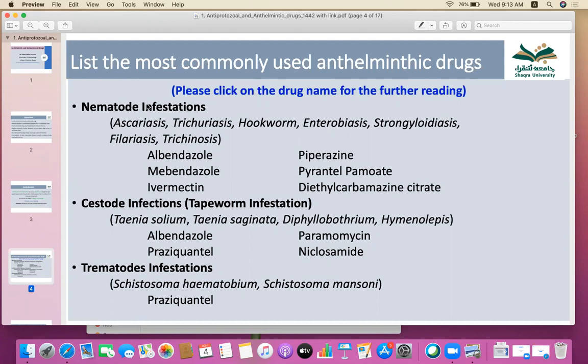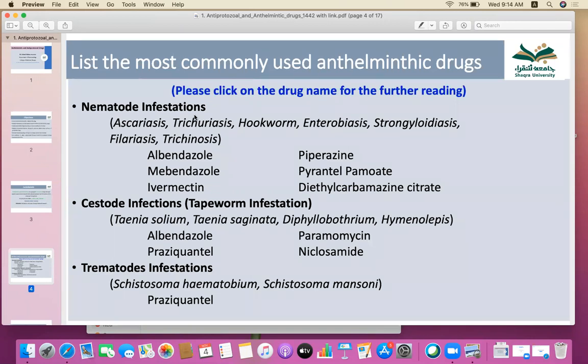Most commonly used anthelmintic drugs in the nematode infestations. When we say nematode infections, it is a group of infections which includes ascariasis, trichuriasis, hookworm, enterobiasis, strongyloidiasis, filariasis, and trichinosis. If the infections are caused by these categories of parasite, we can say nematode infestations.